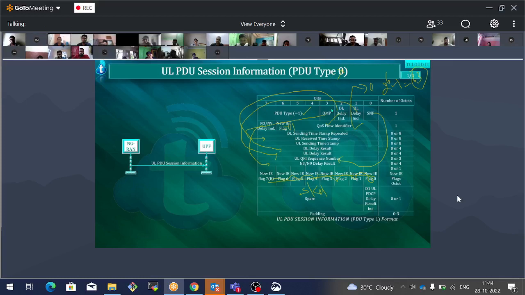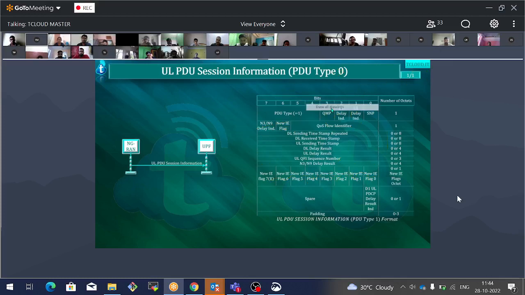So all this information is added by the NG-RAN node, because it is the Gnode B who is sending the uplink packet, the uplink PDU session information, when it received uplink data from the mobile and it is sending the information to UPF. What is the previous time value that was sent, and when you have received the packet, when you are generating the uplink packet, what is the downlink delay result, uplink delay result that happened on the radio interface, and so on, various other details interlinked.